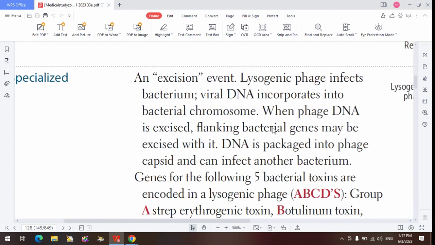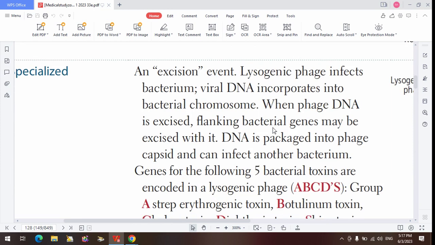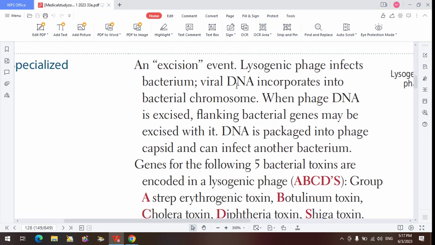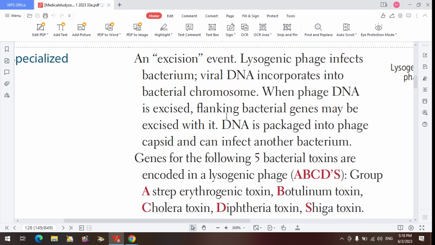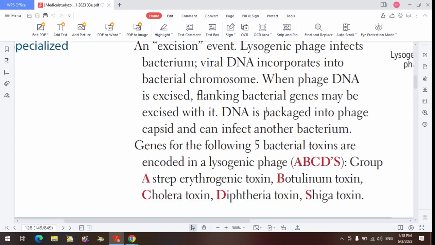So forget about the whole story. If you read it, let's read it. It is an excision event. Lysogenic phage infects the bacterium. The viral DNA, which is the DNA of the lysogenic phage, incorporates into the bacterial genome. When the phage DNA is excised, flanking bacterial genes will be excised with it. DNA is packaged into phage capsid and they can infect another bacterium. Now, this DNA is a mix of both the phage DNA as well as the bacterial DNA.